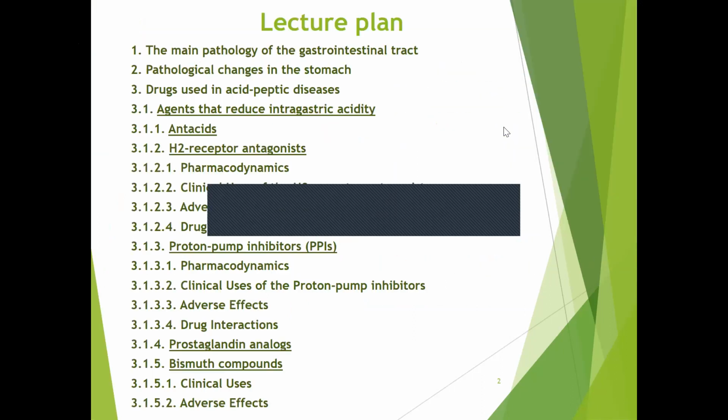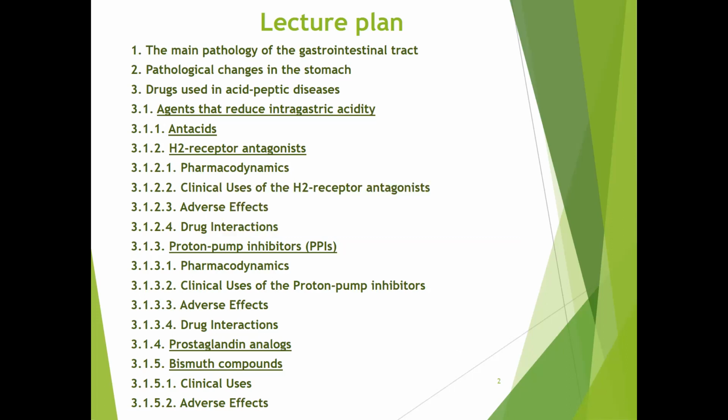Lecture plan. The main pathological changes of the gastrointestinal tract, pathological changes in the stomach, drugs used in acid peptic disease. What is it? Agents that reduce the intragastric acidity: antacids, H2 receptor antagonists, proton pump inhibitors, prostaglandin analogs, bismuth compounds, and other drugs from this group.